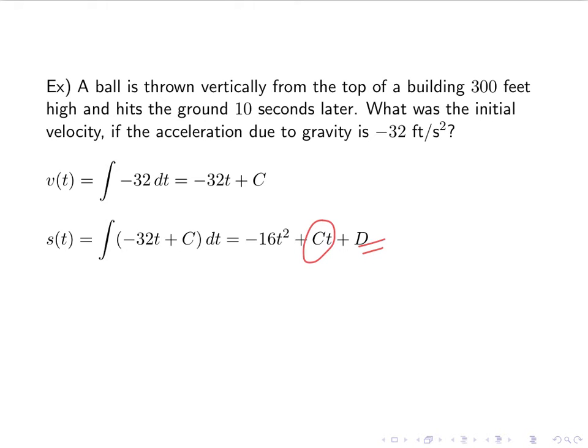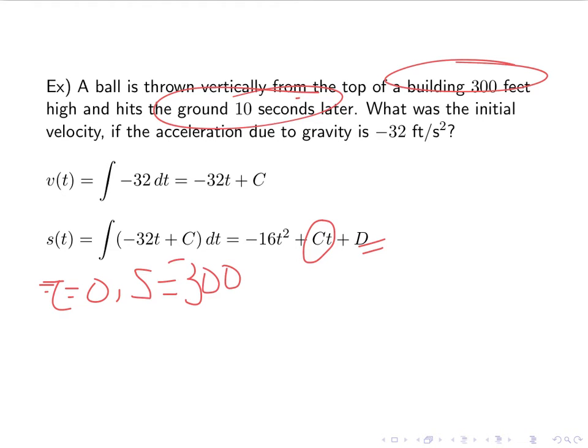So now what I have to do is figure out what these two pieces of information are telling me. So again, I know they have to do with position. So the ball is thrown vertically from the top of a building 300 feet high. The ball is thrown initially. So that is telling me that at t equals 0, the moment that I throw the ball, the position is 300. So t equals 0, s equals 300. That's one thing that I know.